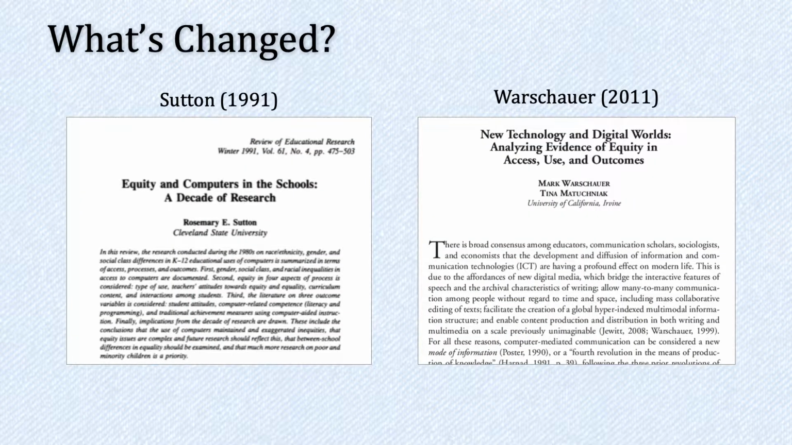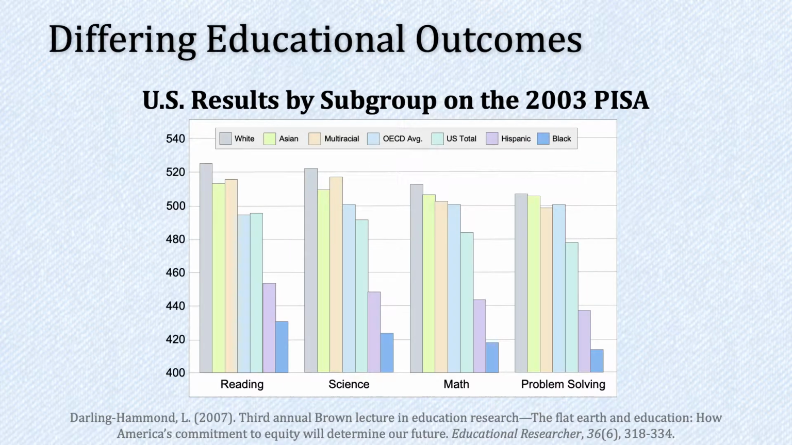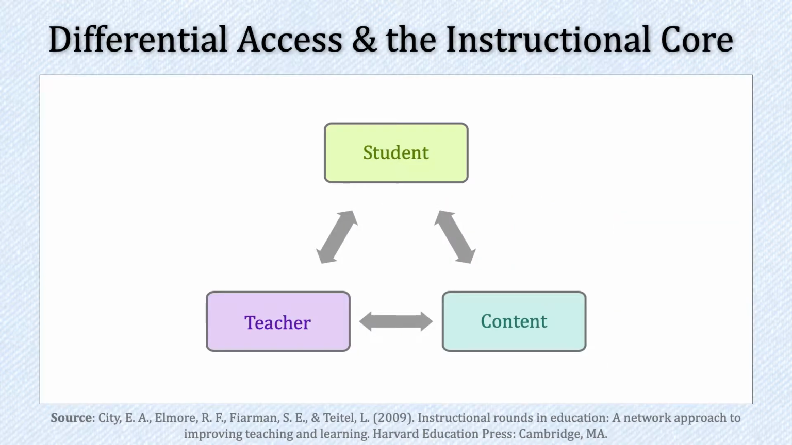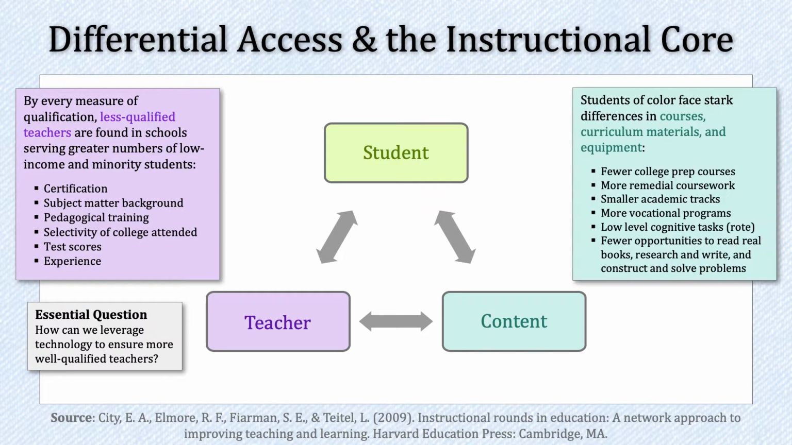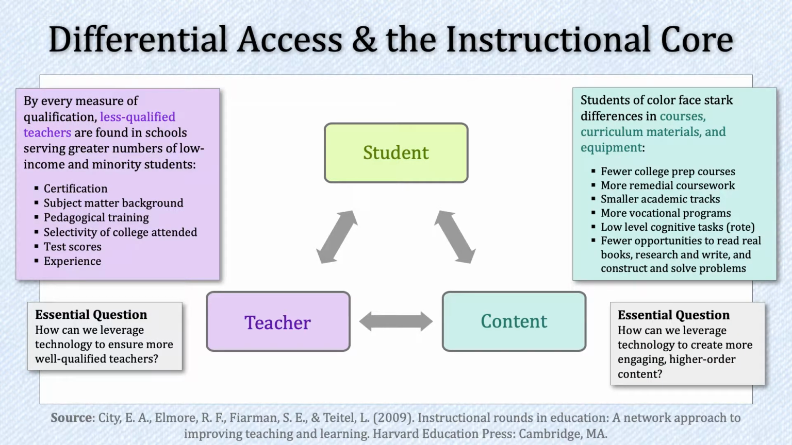Along this same line, we compared research from the 1980s and the early 2000s to see what's changed in terms of technology's impact on schools and society. For example, we looked at differing educational outcomes of historically underserved groups. This brought us to the instructional core and evidence that too many students in the U.S. have differential access in terms of teacher quality and curricular materials. And we paused to contemplate how technology might be used to address these inequities.